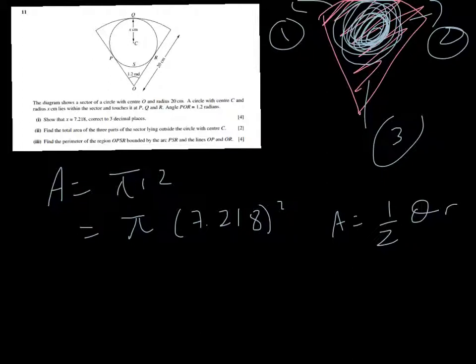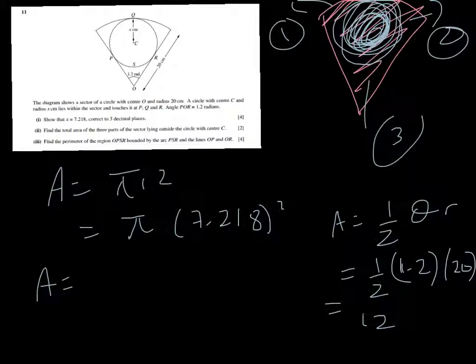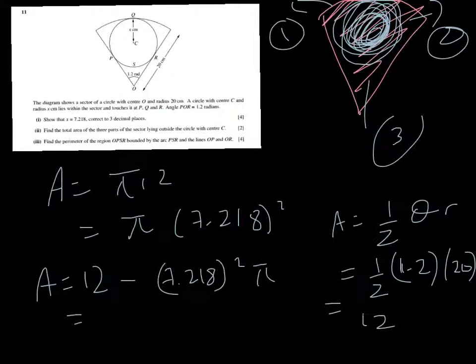And the sector area equals half theta radius, so half of 1.2 times the radius, which is 20, which equals 12. So my total area equals 12 minus 7.218 all squared pi, which comes out to be, I just spotted a mistake as I got a negative answer for that. What was my mistake? It's half theta r squared. There we go.